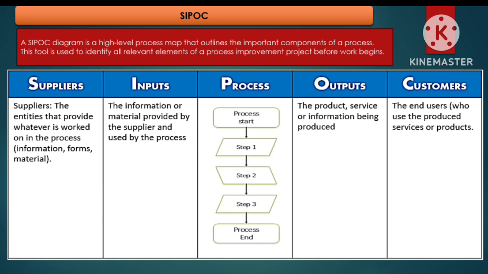So whatever things will go into a tea making process, your sugar, your tea powder, your milk, all the ingredients will come under inputs. Your utensils, your gas or your electricity, whatever things you are using in that process will be your inputs.